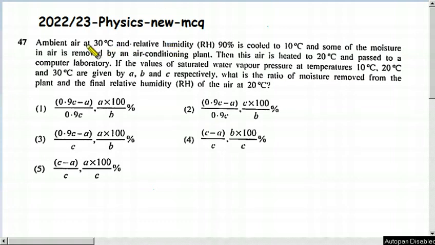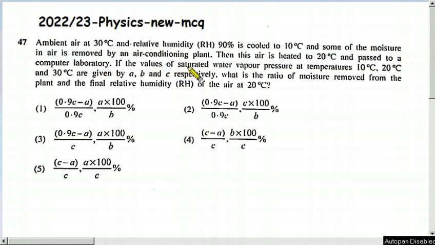Children, today I am going to discuss question number 47 from the MCQ part of the 2022-23 Physics New Syllabus paper. Ambient air at 30 centigrade degrees and relative humidity 90% is cooled to 10 centigrade degrees, and some of the moisture in the air is removed by an air conditioning plant. Then this air is heated to 20 centigrade degrees and passed to a computer laboratory.